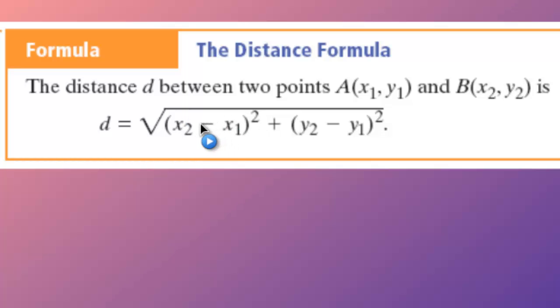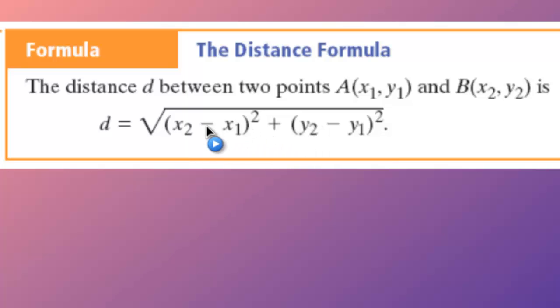So this number will always be positive because you're going to square it. Plus, then you take the difference of the y coordinates and square it. So this number will always be positive as well. So you will never get a negative value underneath here. If you ever get a negative value underneath here, you should stop and recognize that you've done something wrong.